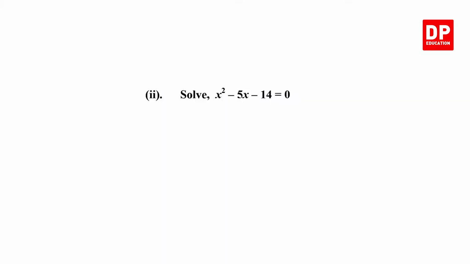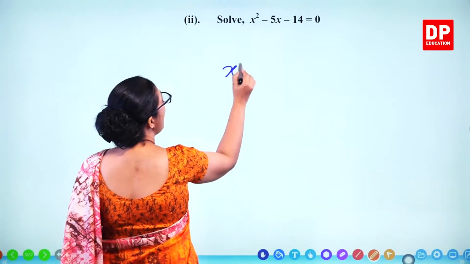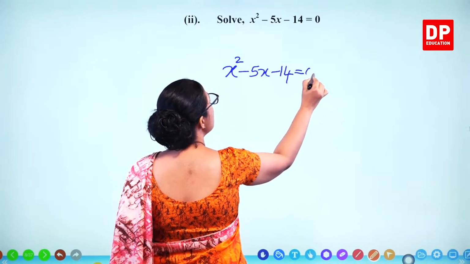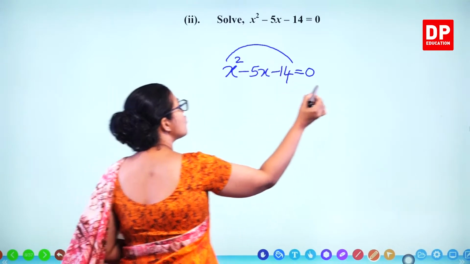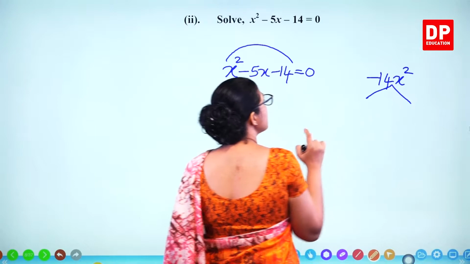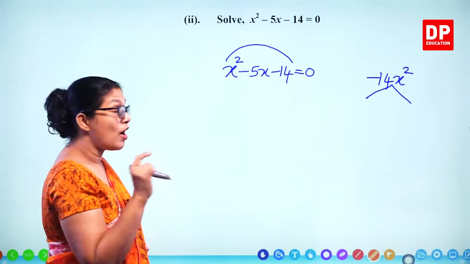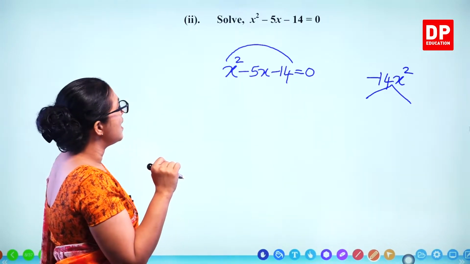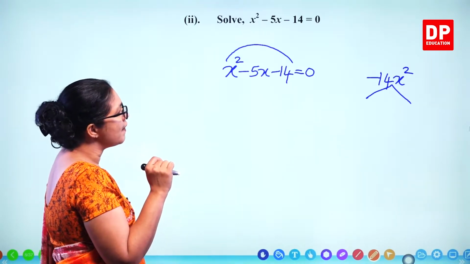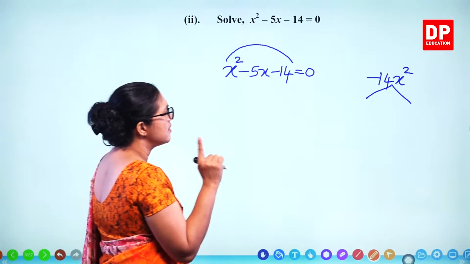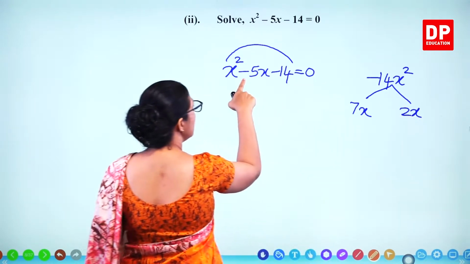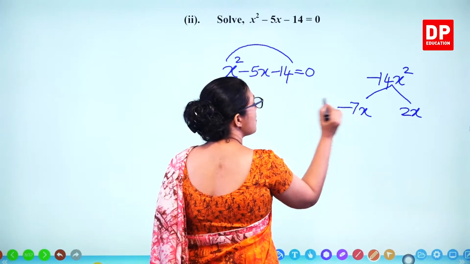Solve the quadratic equation: x squared minus 5x minus 14 equals 0. So when you multiply these two, you get minus 14x squared. What are the factors when you take the difference? Because minus 14 is there. When you take the difference, you need to get the middle term minus 5. What are the factors? 7 and 2. But which one is negative? The bigger one, because minus 5 is there.